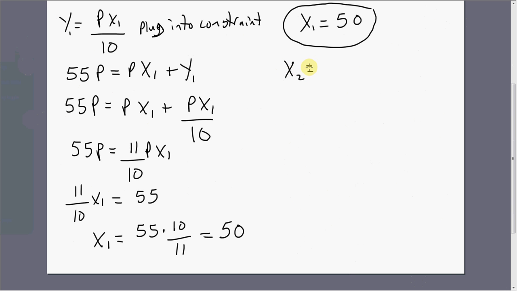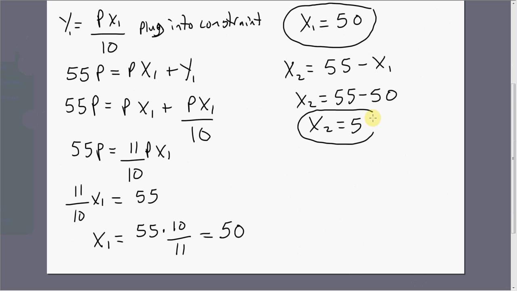Well, given that we had a total endowment in this exchange economy of 55 units of good X, consumer 2 will only be able to consume 5 units. We said consumer 1 is consuming 50, so consumer 2 will be left with 5. Okay, so that's kind of neat.